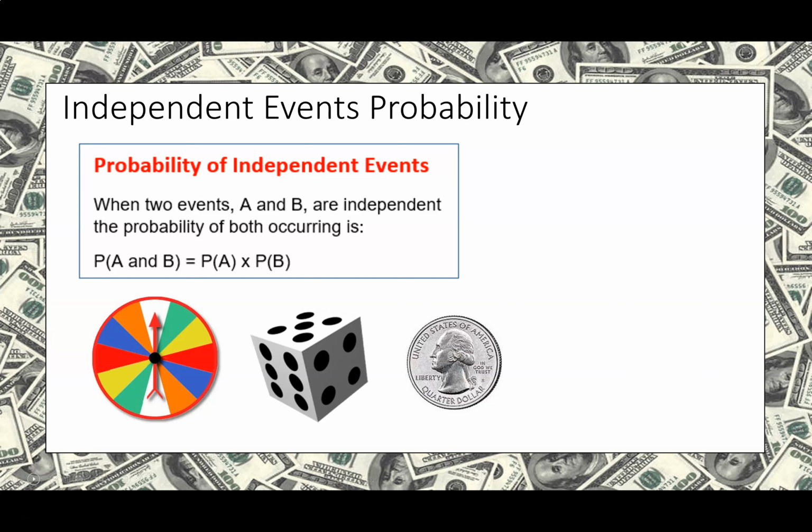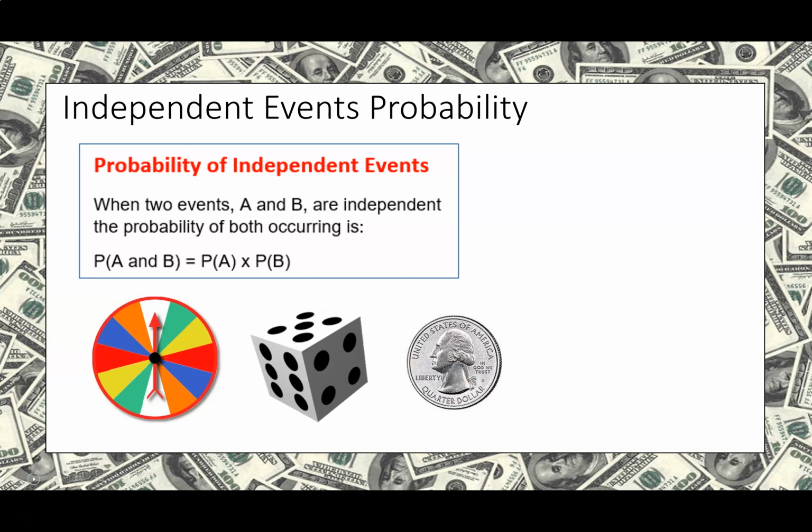When two events A and B are independent, the probability of both events occurring is the probability of A times the probability of B. This seems a little bit complicated, but believe it or not, it's not. Basically, when you're trying to find the probability of two independent events, you just multiply their probabilities.